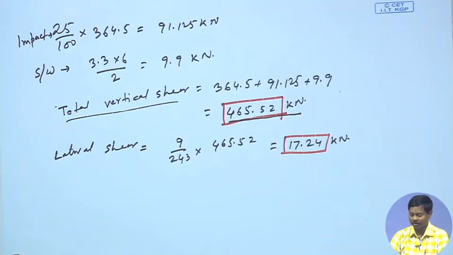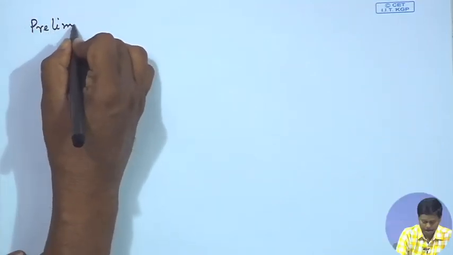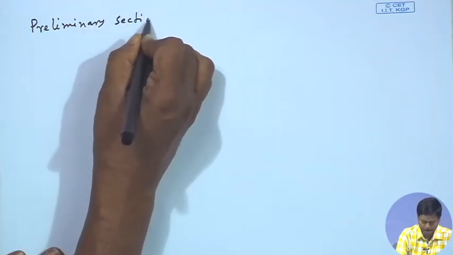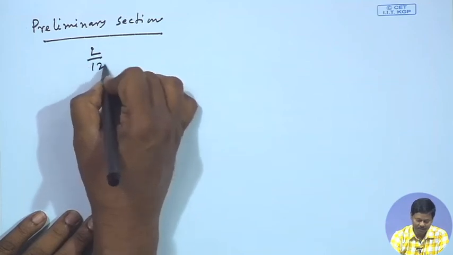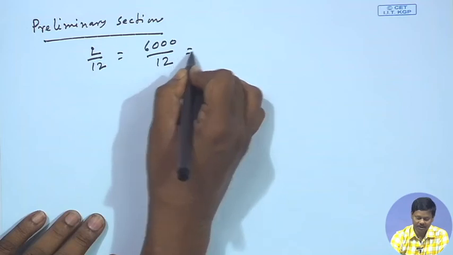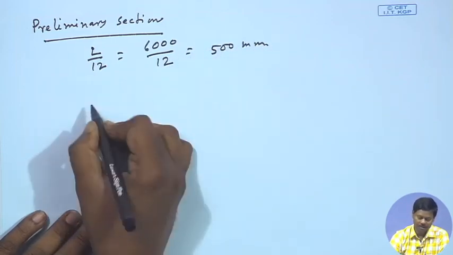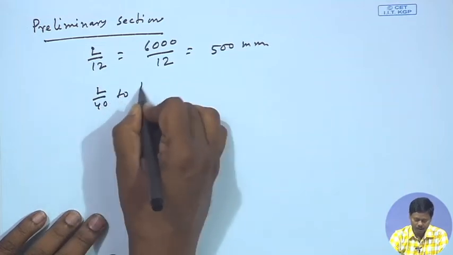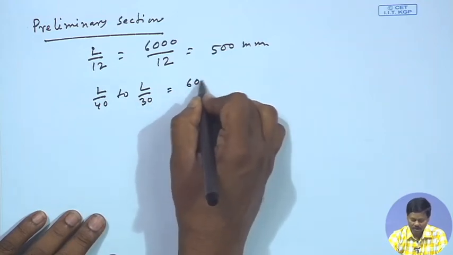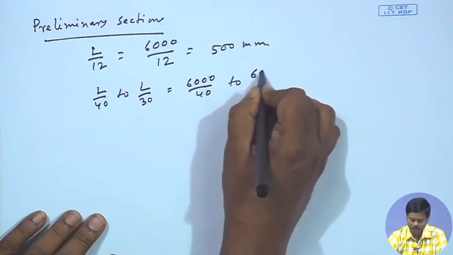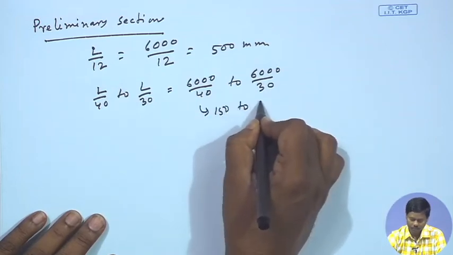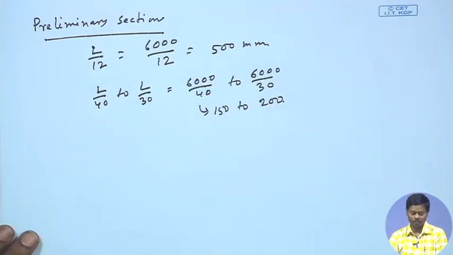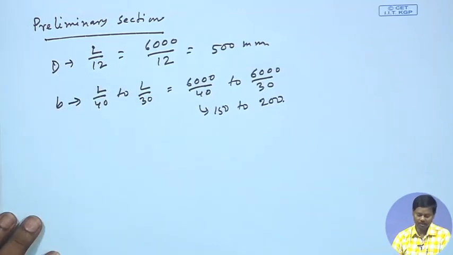Okay. Now, we have to find out a preliminary section against this. So, preliminary section, how do we find out? To arrive at a preliminary section, what we can do? First, we can find out minimum economic depth as L by 12. So, some approximate depth we can arrive as 500 millimeter. Similarly, L by 40 to L by 30, that means 6000 by 40 to 6000 by 30, which means 150 to 200. Okay. So, this will be the depth and this will be the width of the flange.